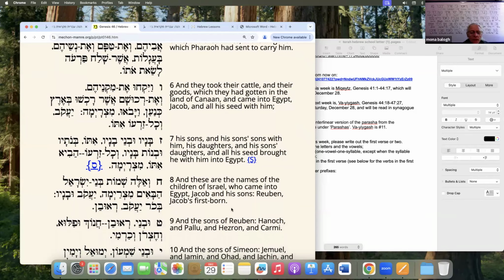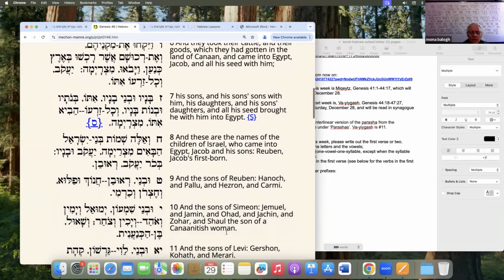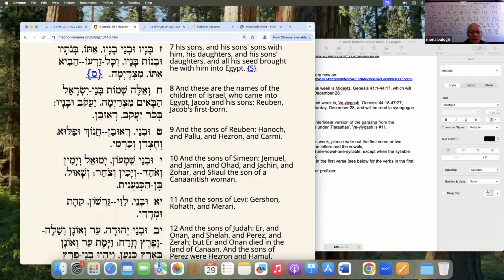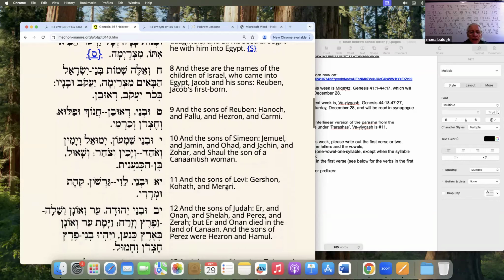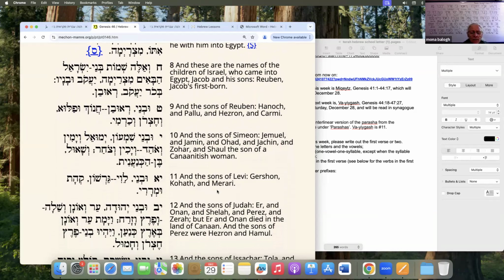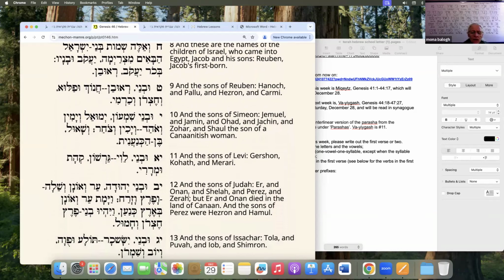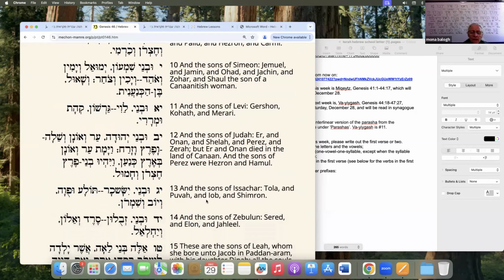These are the names of the children of Israel who came into Egypt. Jacob and his sons, Reuben, Jacob's firstborn, and the sons of Reuben, Hanoch, Palu, Hezron, Carmi, the sons of Shimon, Jemuel, Jamin, Ohad, Yachin, Zohar, Shaul, the son of the Canaanite woman, and the sons of Levi, Gershon, Kohat, Merari, the sons of Judah, Onan, and Shelah, and Perez, and Zerah. But Onan died in the land of Canaan, and the sons of Perez were Hezron and Hamul. The sons of Issachar, Tola, Puva, Eov, Shimron.